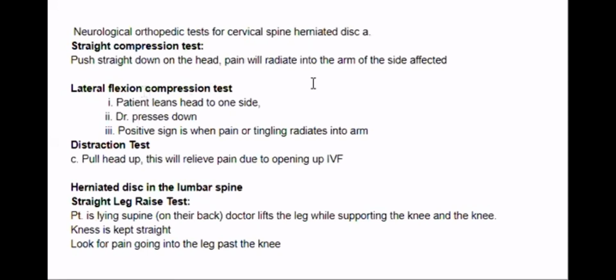But what you're going to do next is the lateral flexion compression test. It also has a few different names. What you do is you put the patient's head to one side. Some people like to put the head back and then rotate and then press down, but you can put the head to one side and press down. That will close down the foramina that are in the spine, which we're going to be looking at in just a minute. And if you get the pain into the arm, that's how you know it's positive.